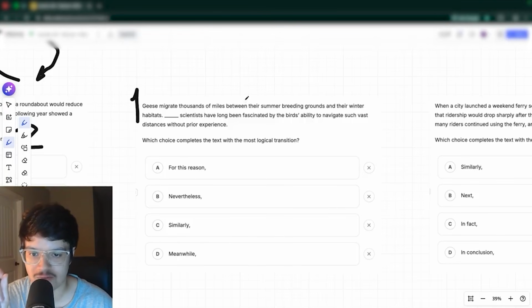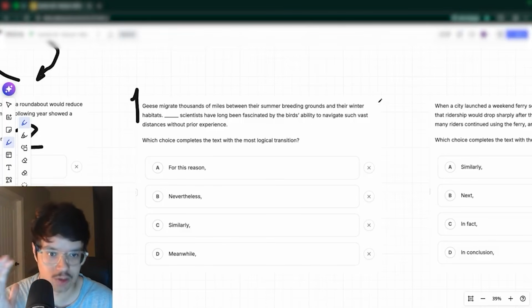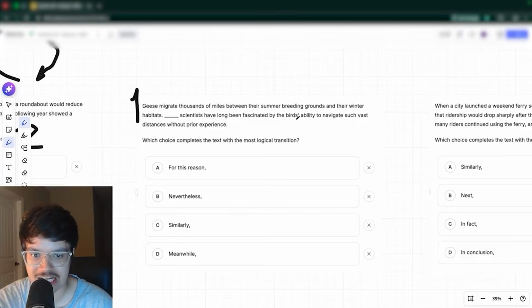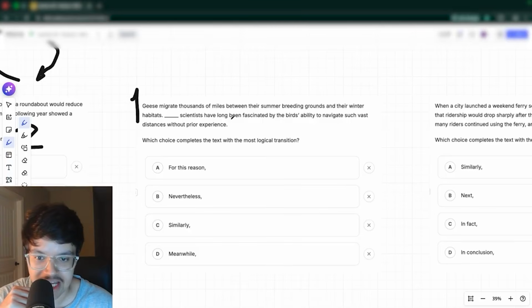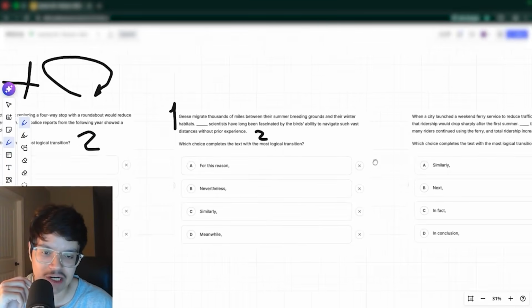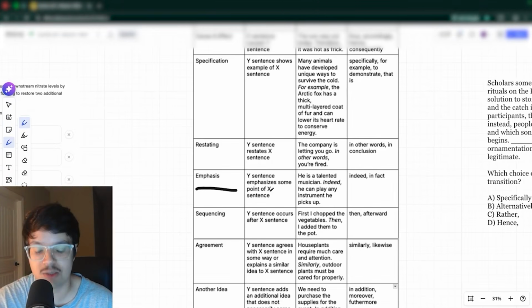Geese migrate thousands of miles between their summer breeding grounds and their winter habitats. Okay, so geese are traveling really far between where they are in the summer and where they are in the winter. Blank, scientists have long been fascinated by the bird's ability to navigate such vast distances without prior experiences. So the scientists think it's amazing how they can go all this way without any kind of prior experience of doing it. They just are built with this ability. So if I had to make a prediction here, I probably would guess something maybe along the lines of emphasis. They're saying that there's some phenomenon, and then as a result, it's so amazing that this is happening. Indeed, in fact. So something like that.